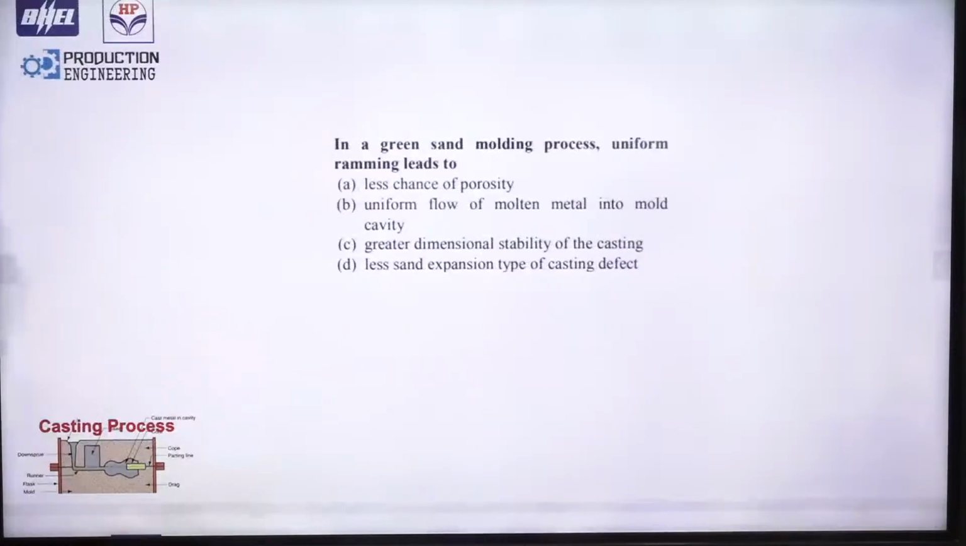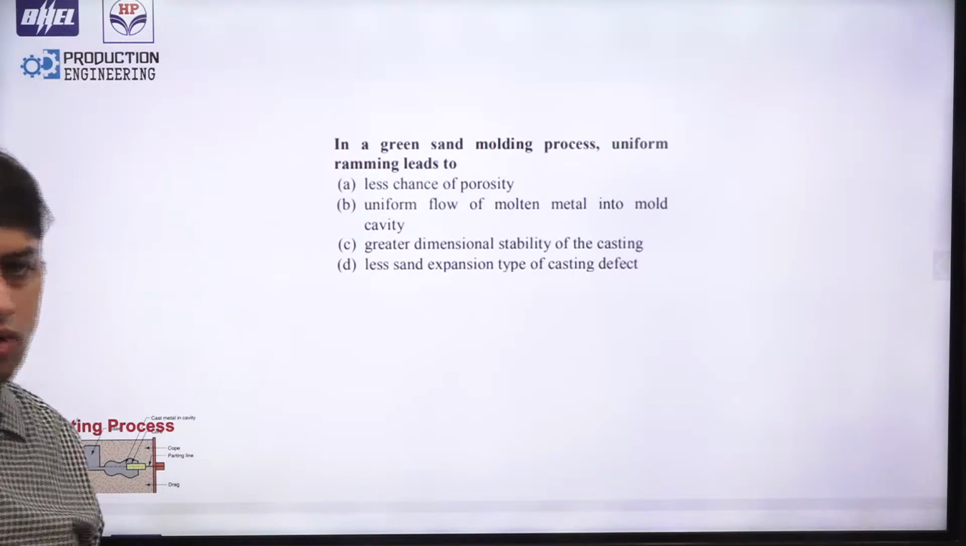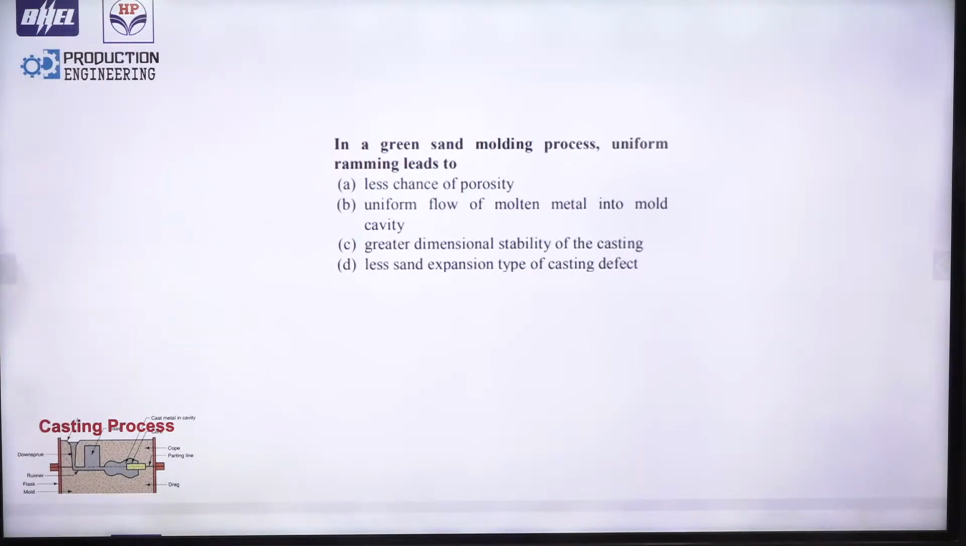Okay, in the green sand molding process, what is the benefit of uniform ramming? Ramming means hammering, hammering of the sand. What happens in the ramming? What do you think is the answer for that? So what is going to happen with the ramming?